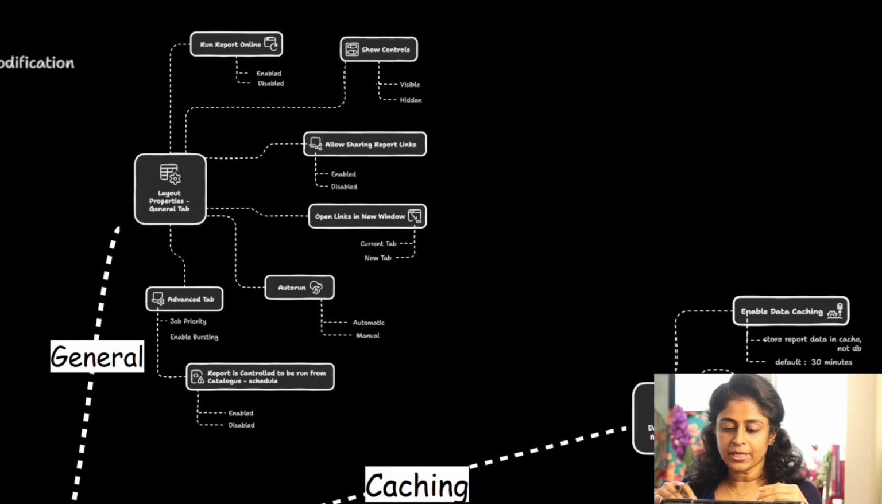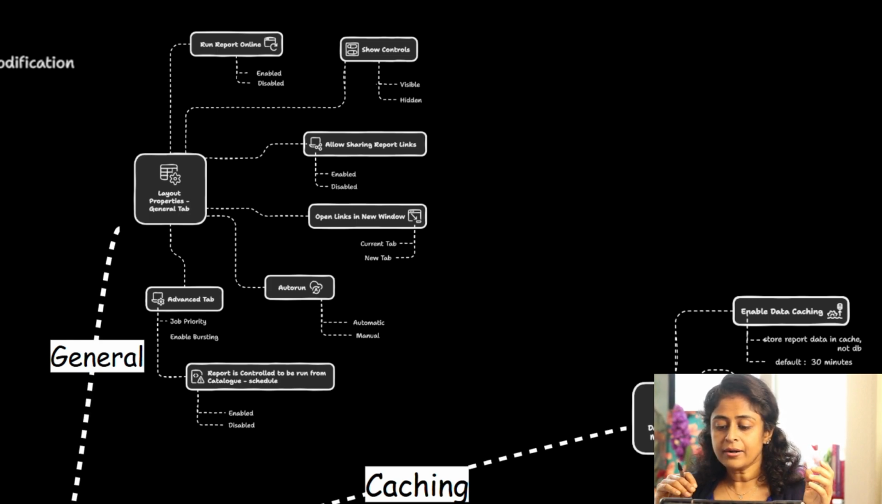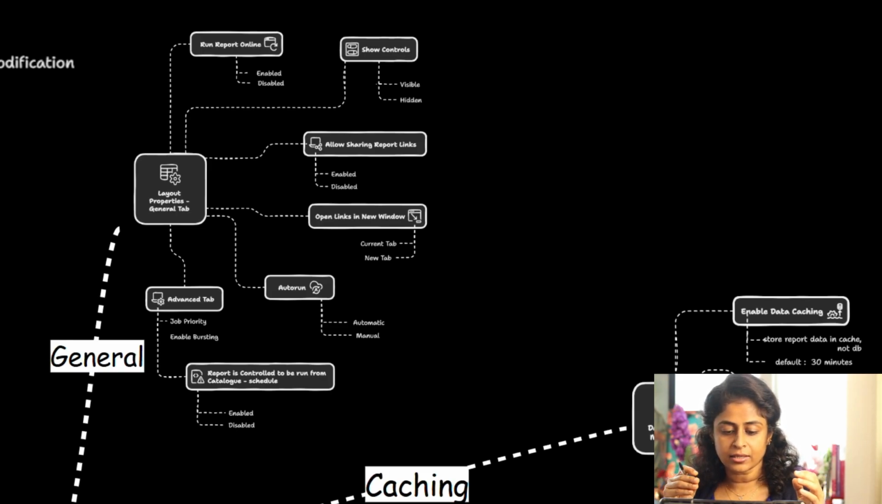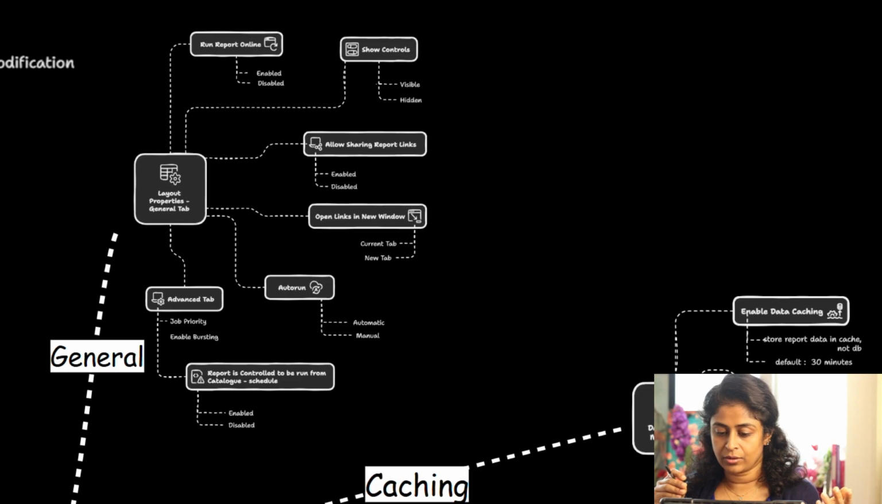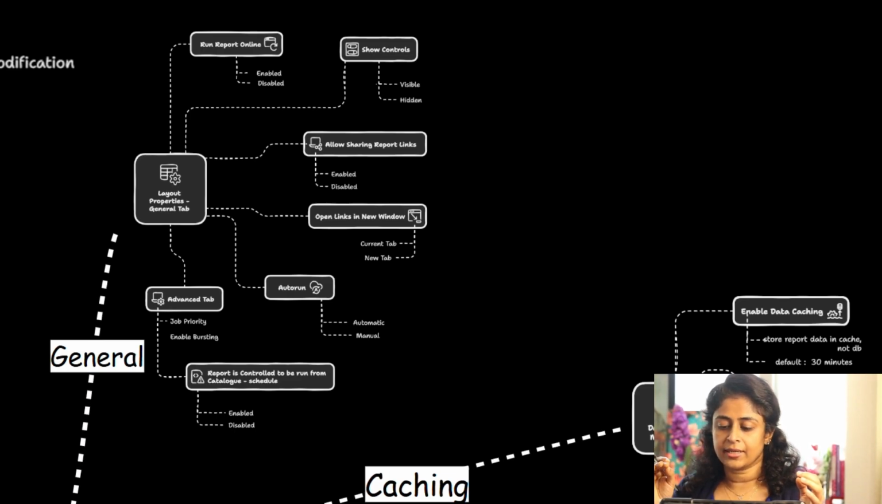In the general properties, these are your fundamental controls. The Run Report Online checkbox is crucial. It determines whether the users can execute your report directly from the catalog. When unchecked, that convenient open option disappears entirely.